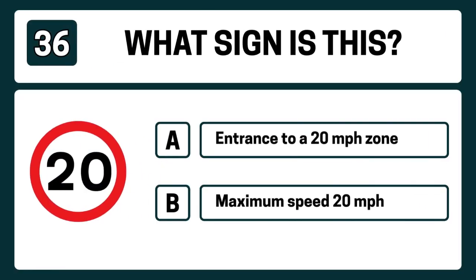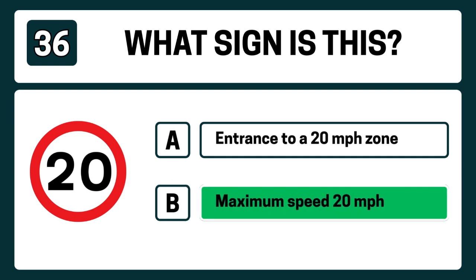What sign is this? Entrance to a 20 miles per hour zone or maximum speed 20 miles per hour? That's correct. The maximum speed 20 miles per hour sign shows the highest permitted speed is 20 miles per hour in this area.